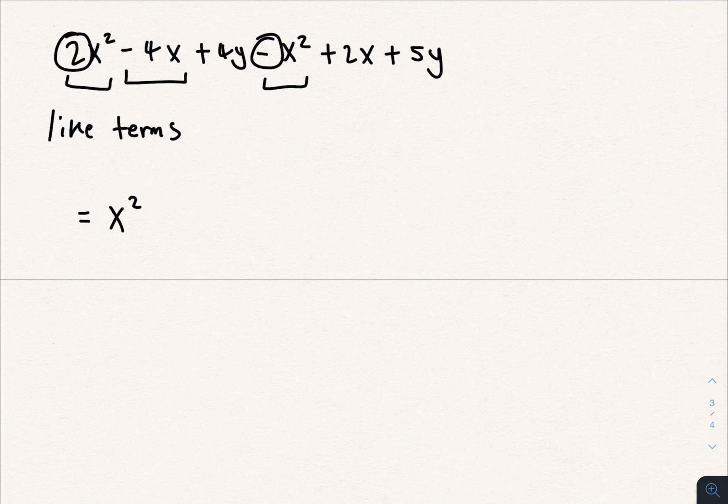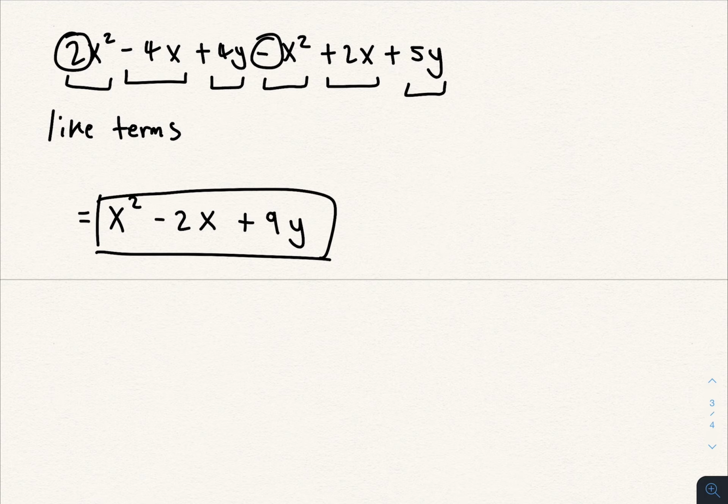Next, negative 4x and positive 2x are like terms because they're both composed of their variable x and the power 1. So if you add those together, you'll result in negative 2x. Finally, 4y plus 5y, like terms again, right? So they add up to 9y. So that's your answer there. Okay, so subtracting and adding is quite simple.